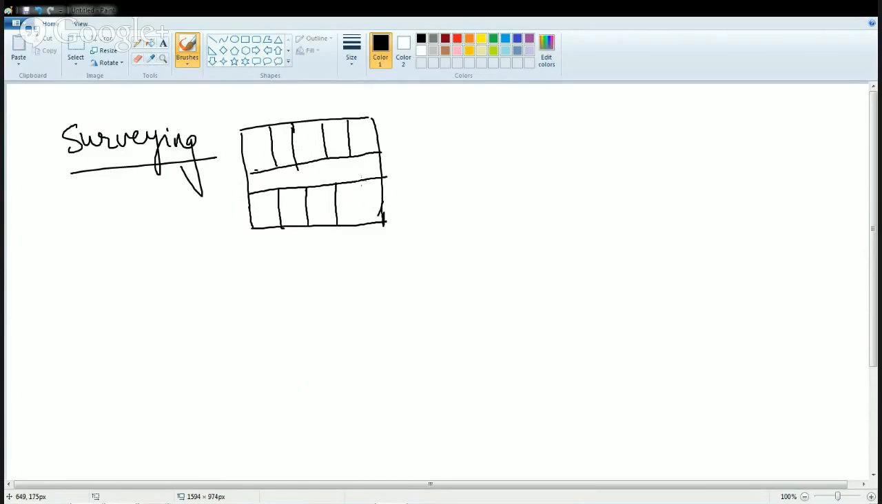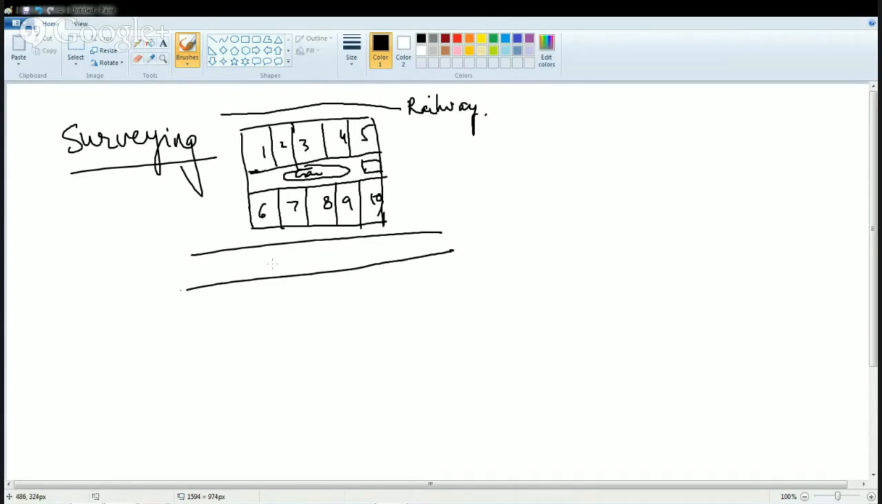We can have 1, 2, 3, 4, 5, 6, 7, 8, 9, and 10 row houses in this region. This would be the common lane area. The center area would be the garden area. Here there would be a gym facility, and across here there is a railway track, and here is one of the major roads that connect to the city, for example, a ring road or a major interstate road.